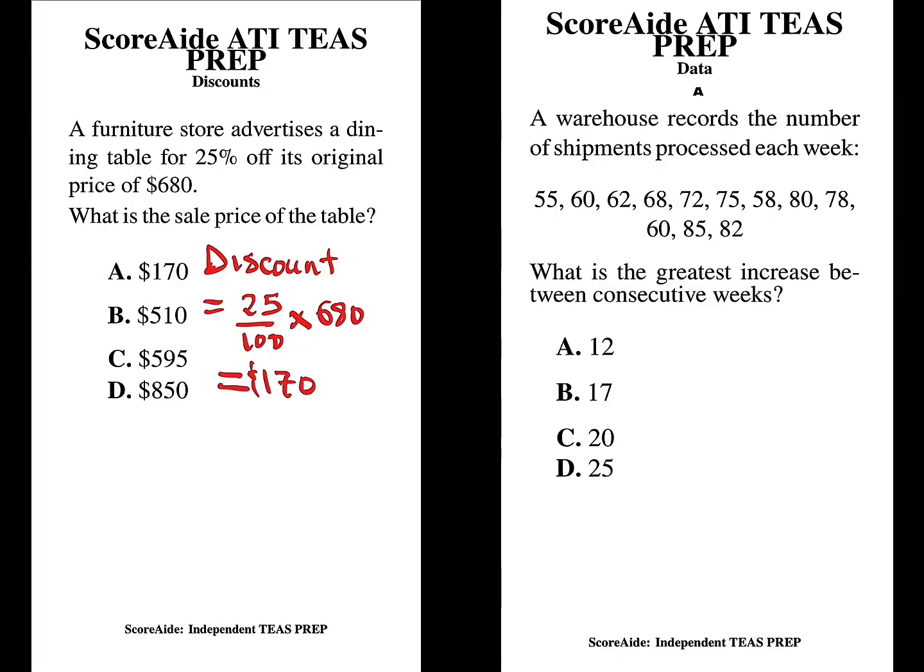So now sale price is gonna be equal to what? 680 minus the discount, right? So that's gonna be equal to what? 510, right? So the answer is gonna be 510, which is B. All right. The answer is gonna be B.